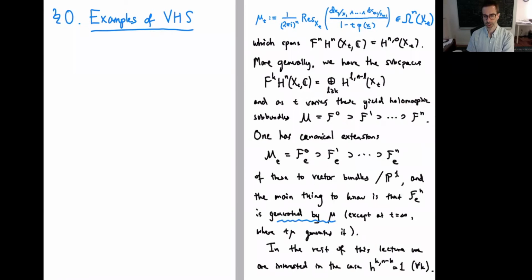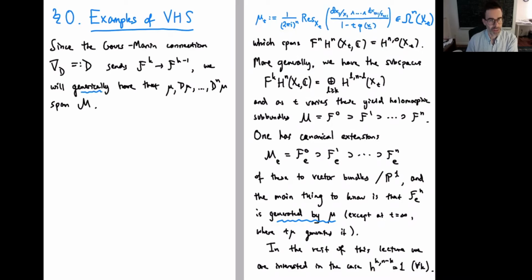One has canonical extensions due to Deligne of these holomorphic subbundles and the cohomology bundle itself. And these give vector bundles over P1. The main thing to know here is that F^n is actually generated by this mu, except at t equals infinity, where you have to multiply by t. So in this particular family of examples, the Hodge line bundle always has degree 1, and mu is a section with a simple zero at infinity. For the rest of the lecture, I'm interested only in the case where all the Hodge numbers are 1, for simplicity.